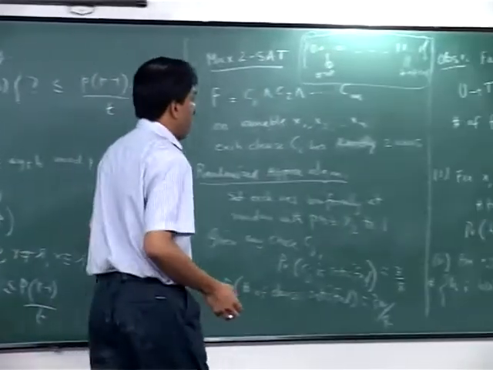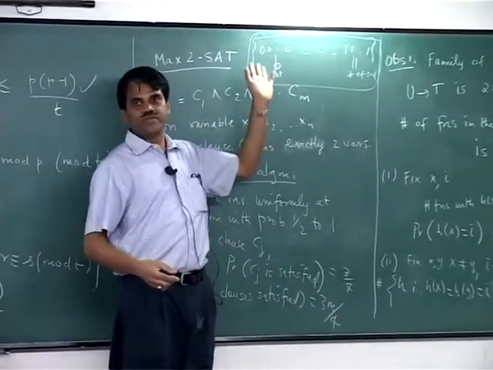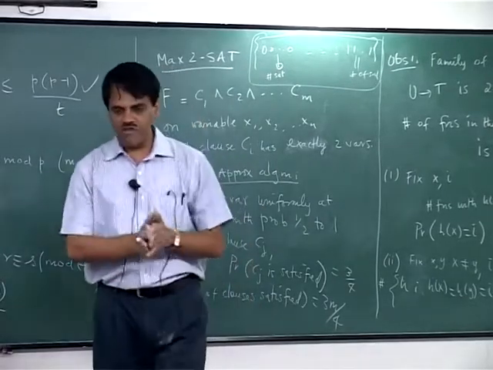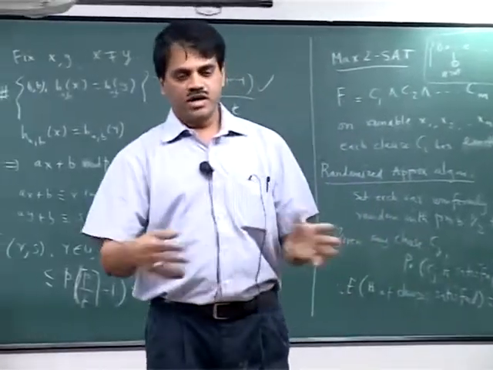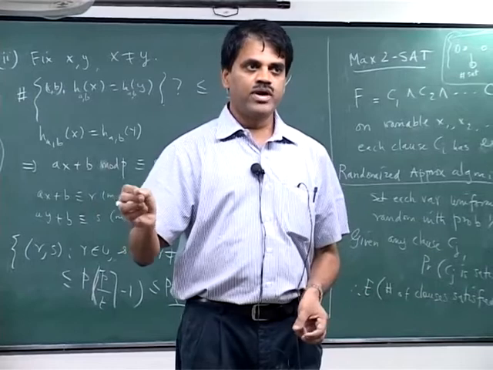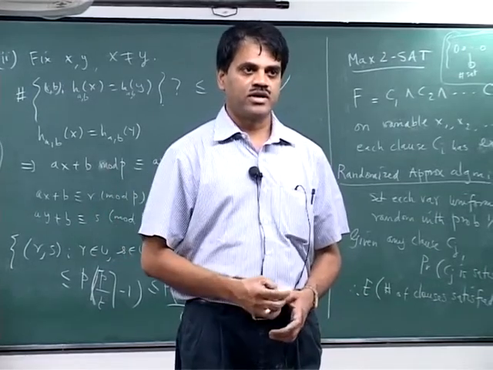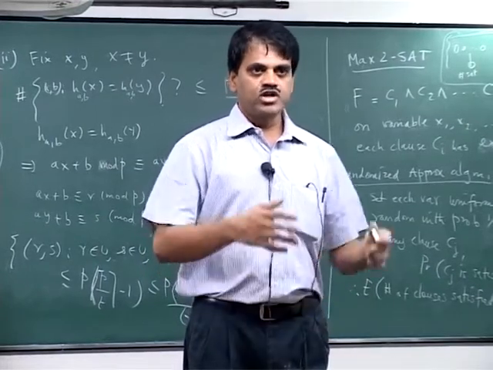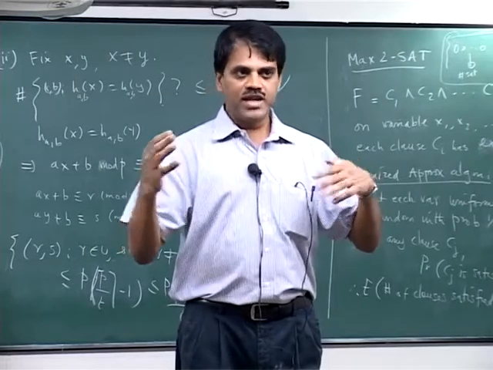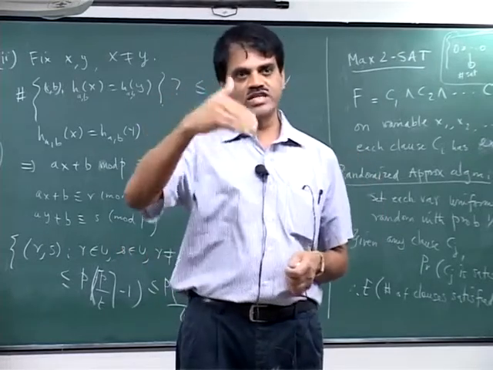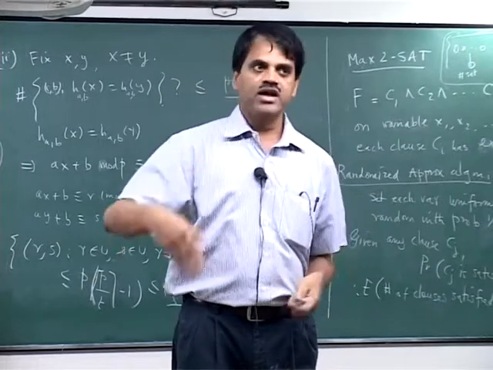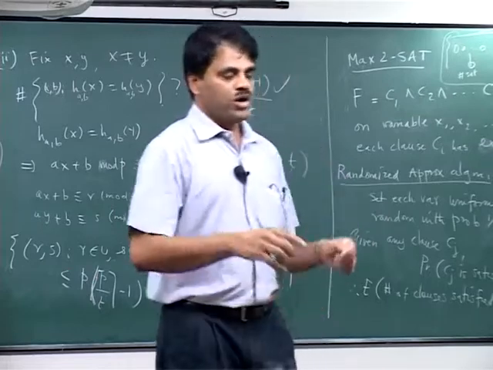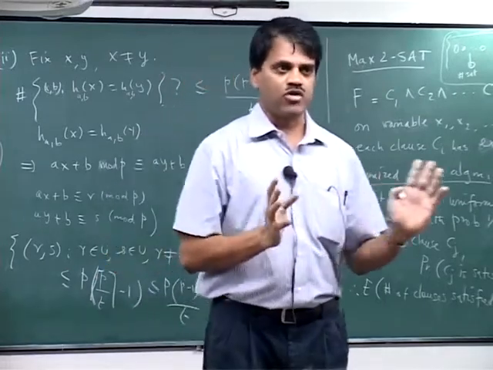Since the average is 3m/4, there must be some assignment that satisfies at least 3m/4. It's not possible that the average of the marks is 87 but nobody got greater than or equal to 87. If everybody got less than 87, the average would be less than 87. So since the average is 3m/4, there must be some assignment that satisfies at least 3m/4. And how do you find that? Using the method of conditional expectations, which you will talk about next week. But all we know is there is some assignment which satisfies at least 3m/4, and I want to find that.